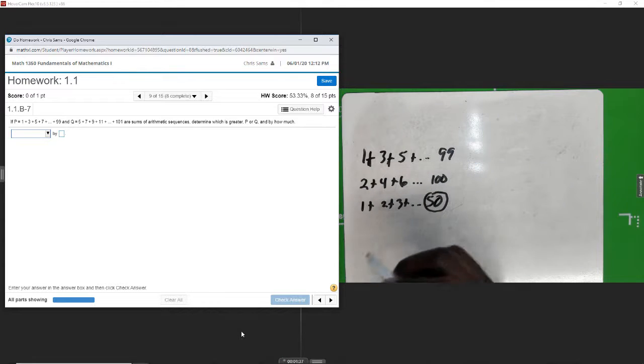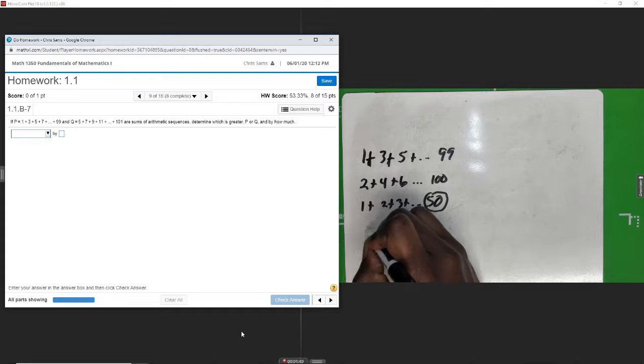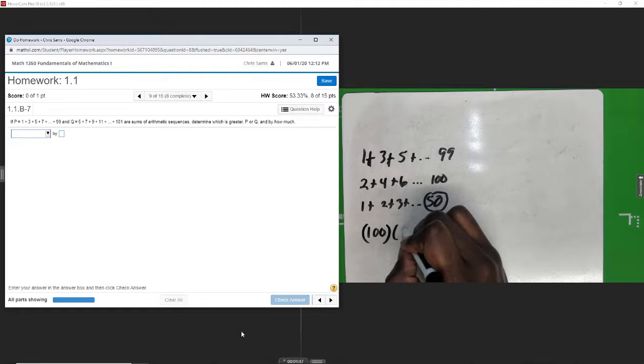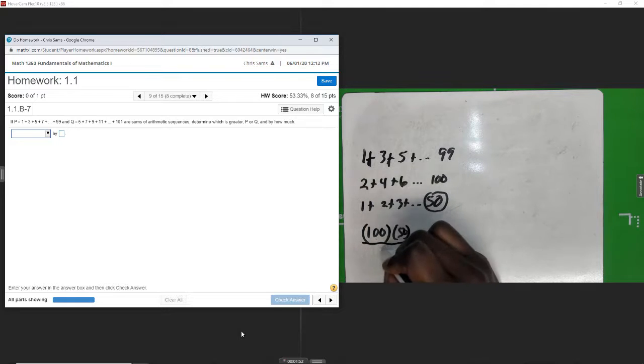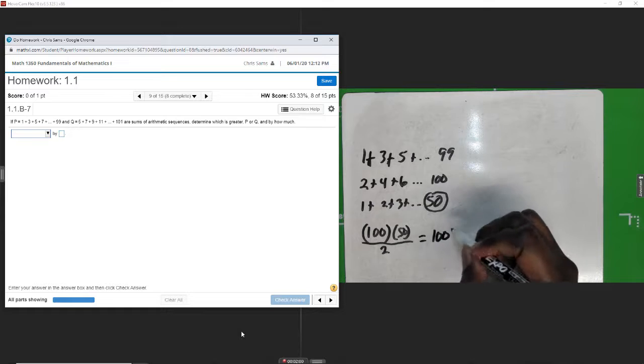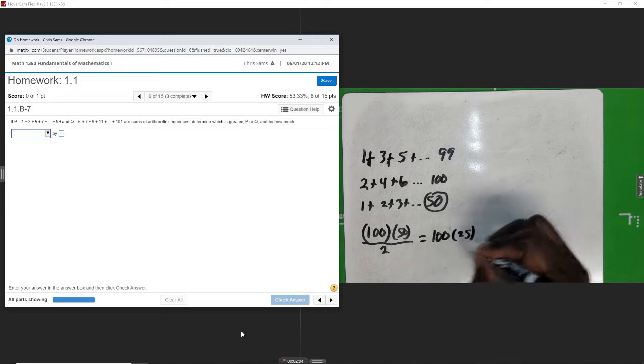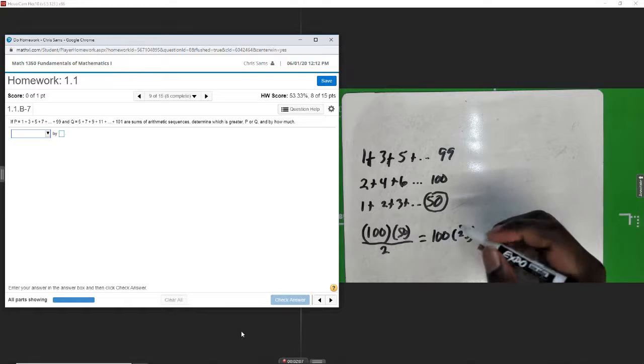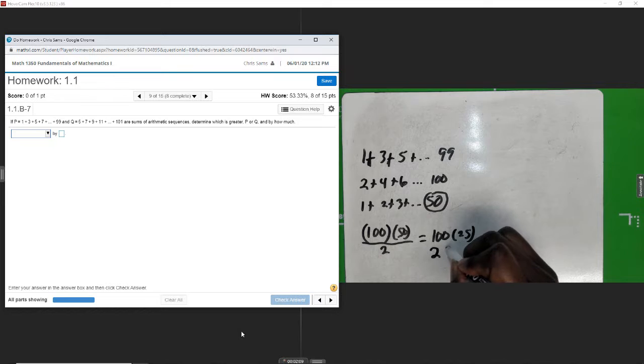So the sum would be the first plus last. So the 1 plus the 99 will give us 100 times the 50 terms, and it's divided by 2 always. So basically I have 100 times 25. I'm going to divide that one by 2. And that gives me 2,500. That's the sum of P.